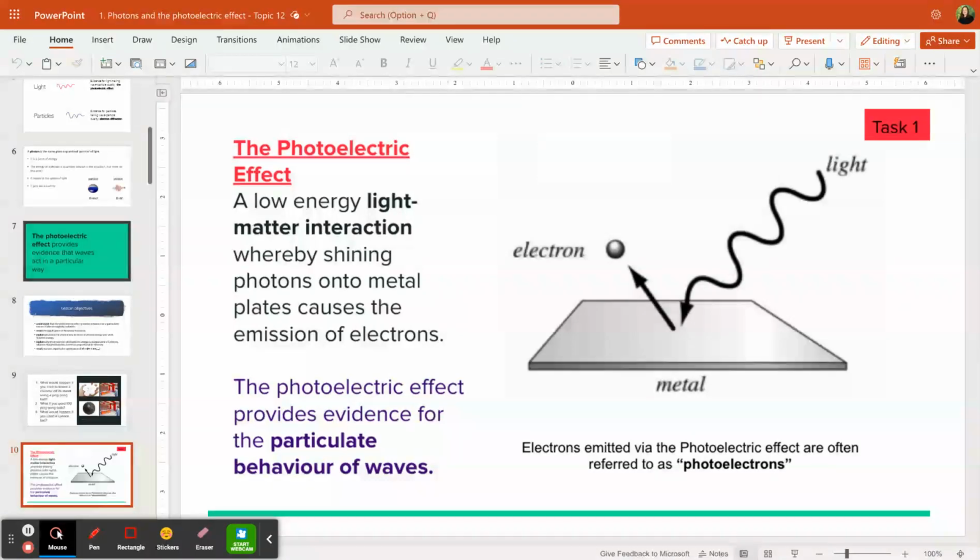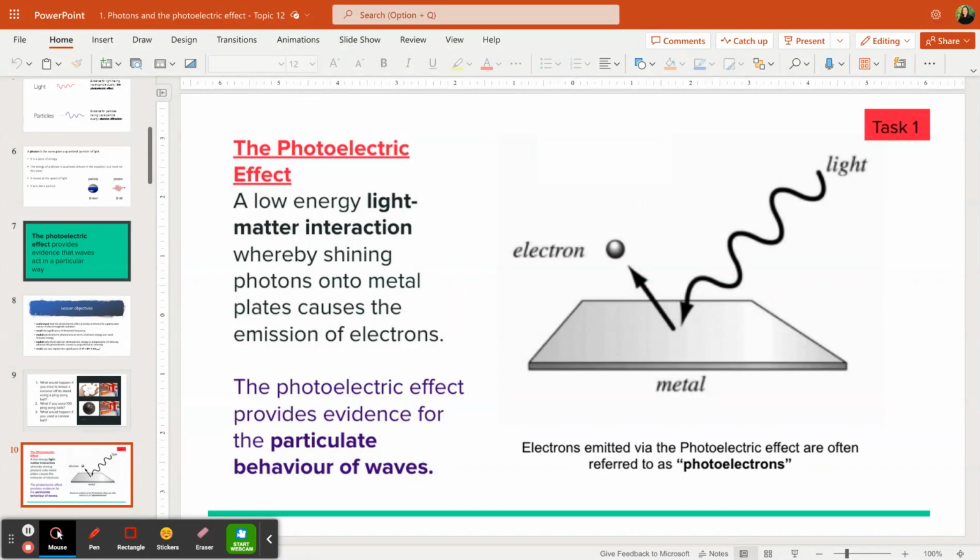Sometimes you might see the electrons that have been emitted in this effect referred to as photoelectrons. They're still electrons, there's nothing special about them, it's just that the word photo shows that those electrons have been freed from their metal because of photons. That is what the effect is. It's as simple as that.